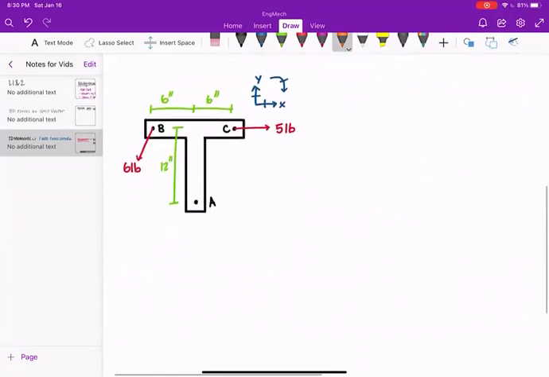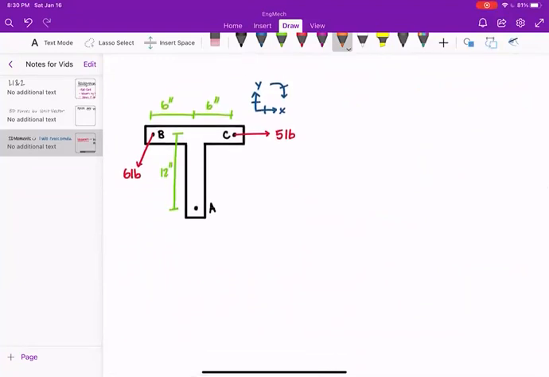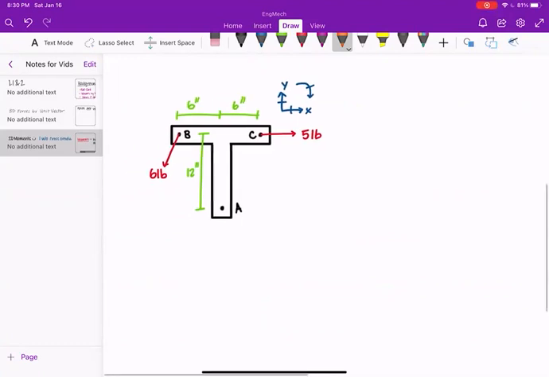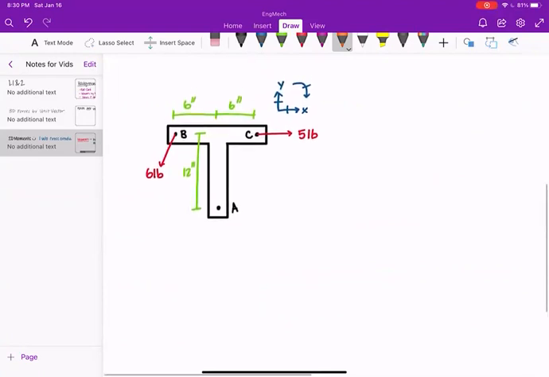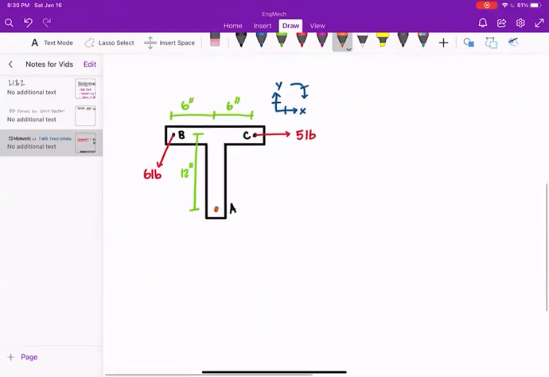So here's a variation of one of the examples that we're doing in class. There's this T-shaped structure, which is a fairly common structure in civil, I think. I don't really know, I'm bio. But essentially the question is: find the overall moment about point A.